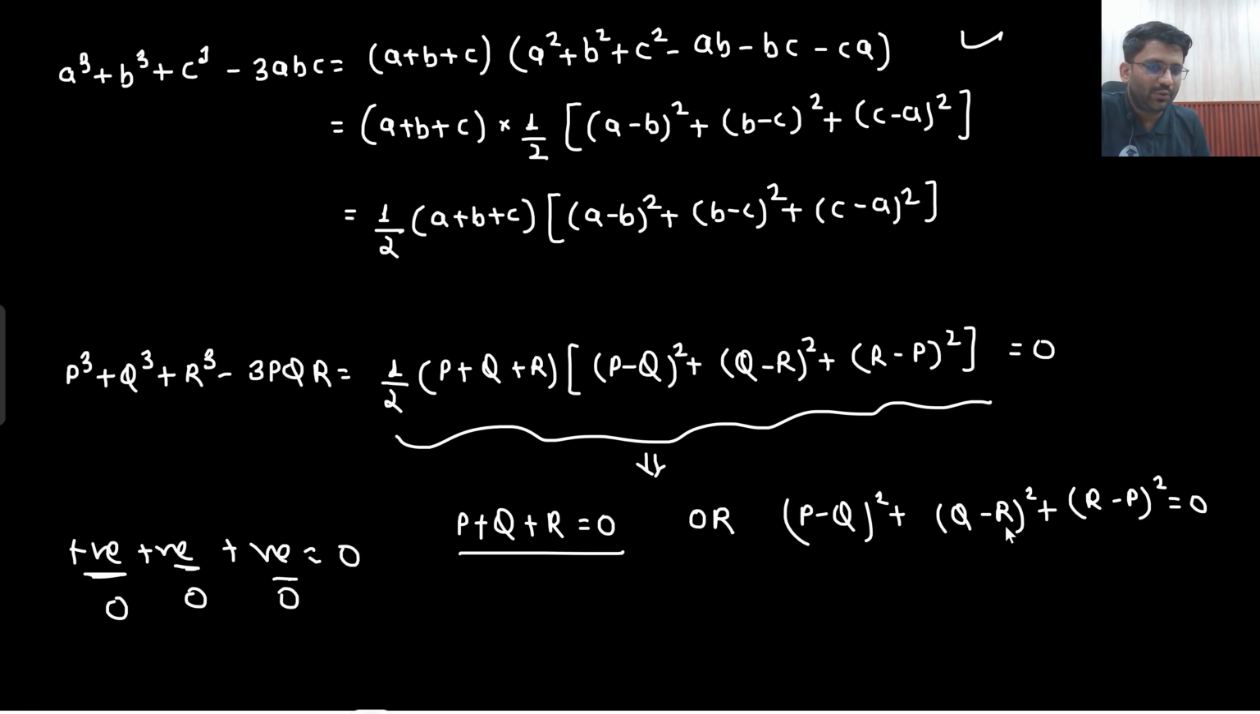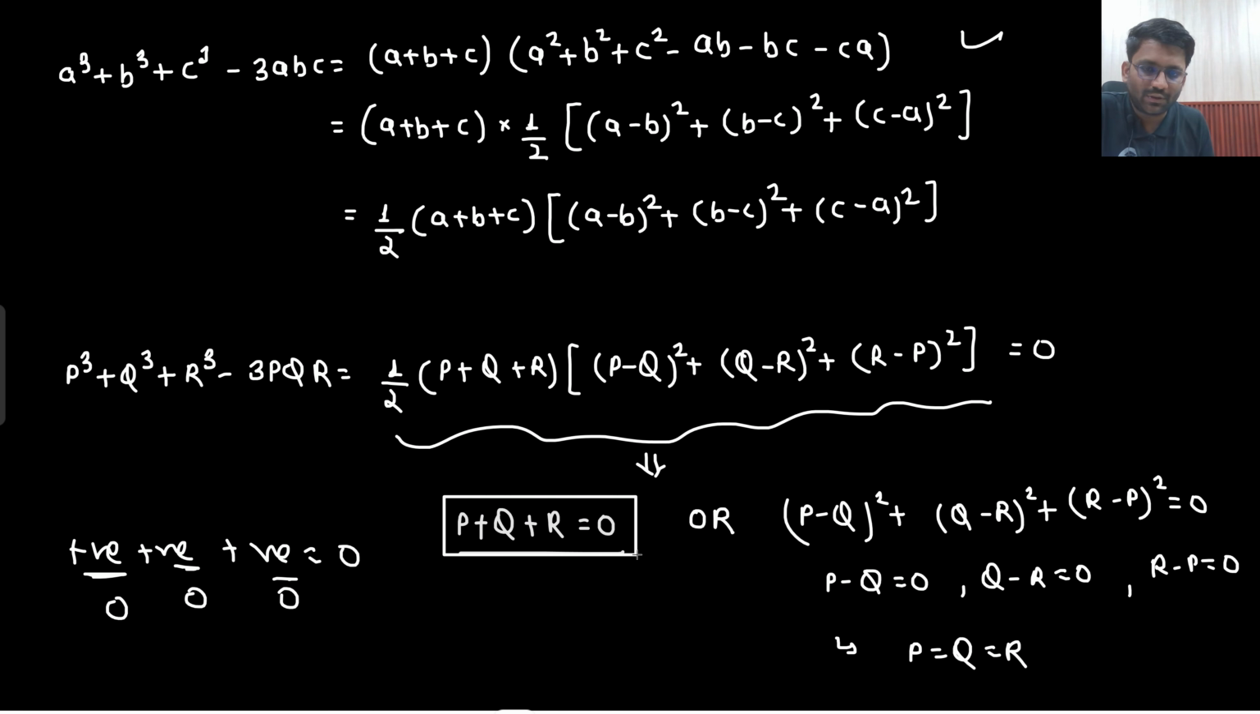What does that mean? This should be 0, this should be 0, this should be 0. That means p minus q should be 0, q minus r should be 0, and r minus p should be 0. So from here what you are getting? P should be equal to q, q should be equal to r, equal to p. What does that mean? P should be equal to q should be equal to r. So either this condition should be satisfied or this condition should be satisfied. So what is the answer?